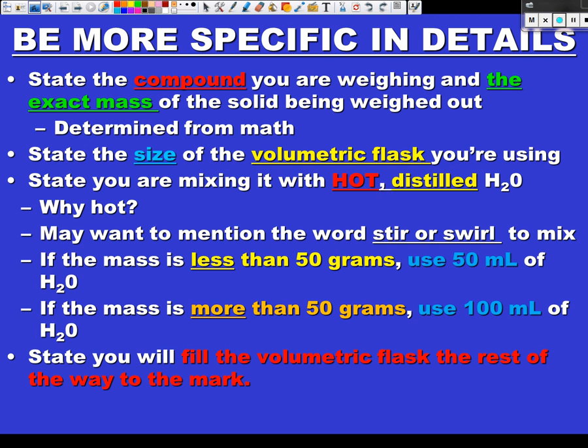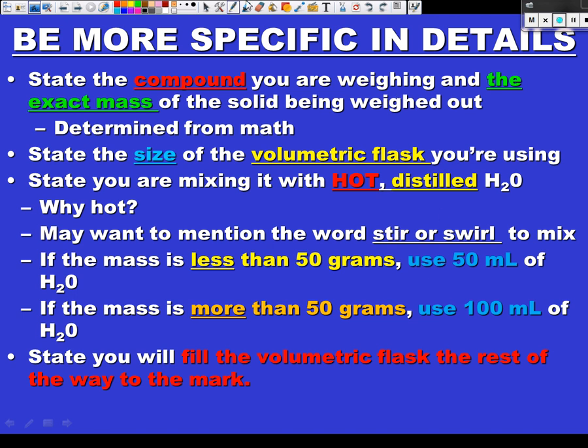Could you state that you're using hot distilled water or warm distilled water? Why would that be any more beneficial? What dissolves things faster, hot water, cold water? Hot water, okay? You may want to mention the word sterile, and do me a favor.